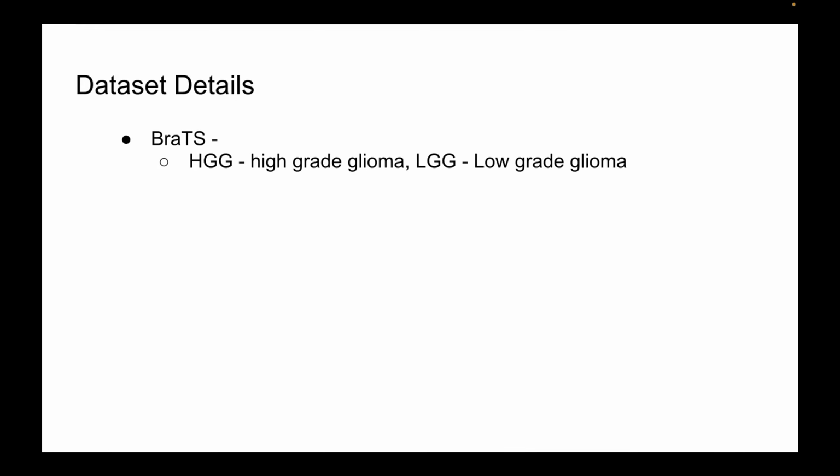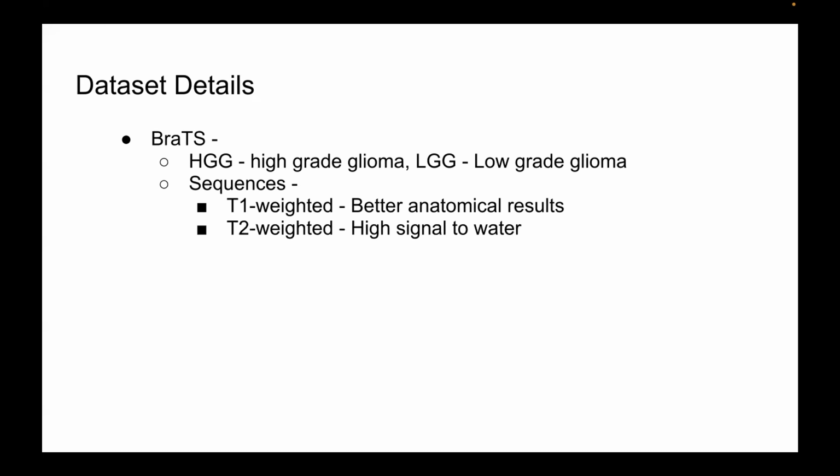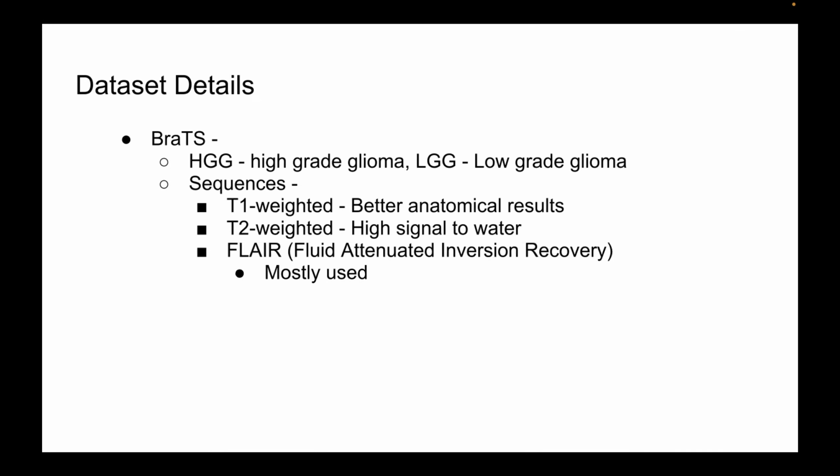Now, looking into the dataset details, I am using the BraTS 2019 dataset, which is divided into HGG and LGG, high-grade glioma and low-grade glioma. It has multiple sequences, like T1 weighted, which shows better anatomical detail, T2 weighted, which shows high signal for water, and FLAIR, which is the sequence most used for the semi-supervised task in medical segmentation.